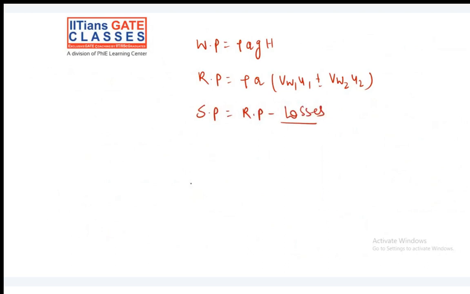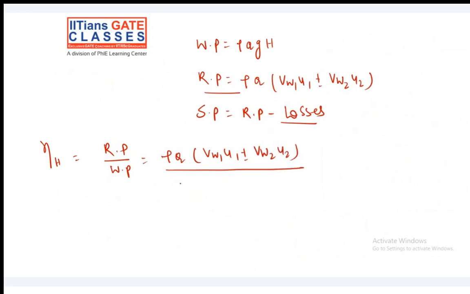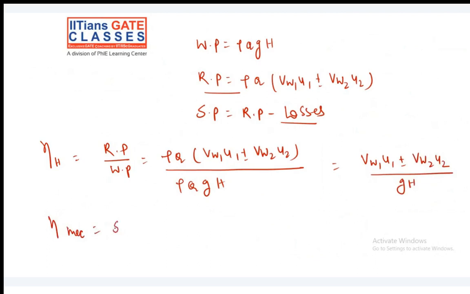Okay, so what is hydraulic efficiency? Hydraulic efficiency is runner power divided by water power. So what is runner power? Rho Q times (Vw1 U1 plus minus Vw2 U2) divided by rho Q g H. So can I say that this is (Vw1 U1 plus minus Vw2 U2) divided by g H. And what is mechanical efficiency? Mechanical efficiency is shaft power upon runner power, shaft power divided by runner power.